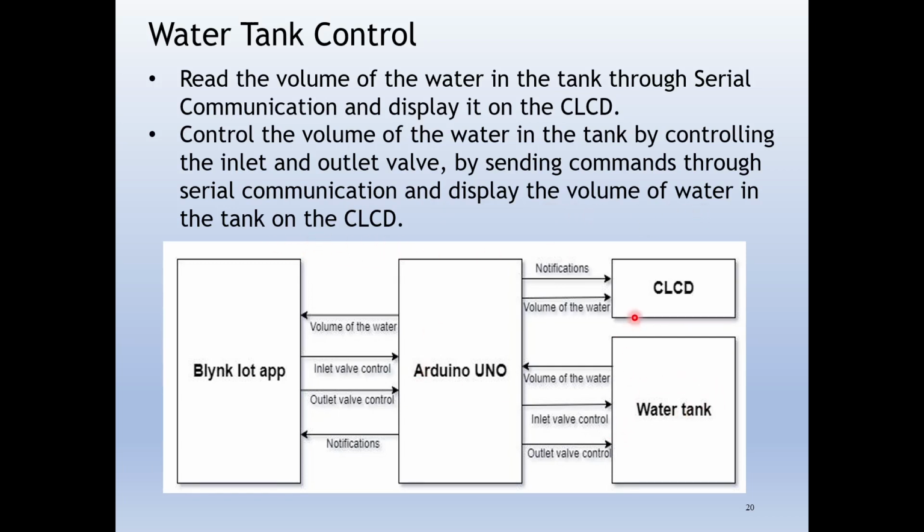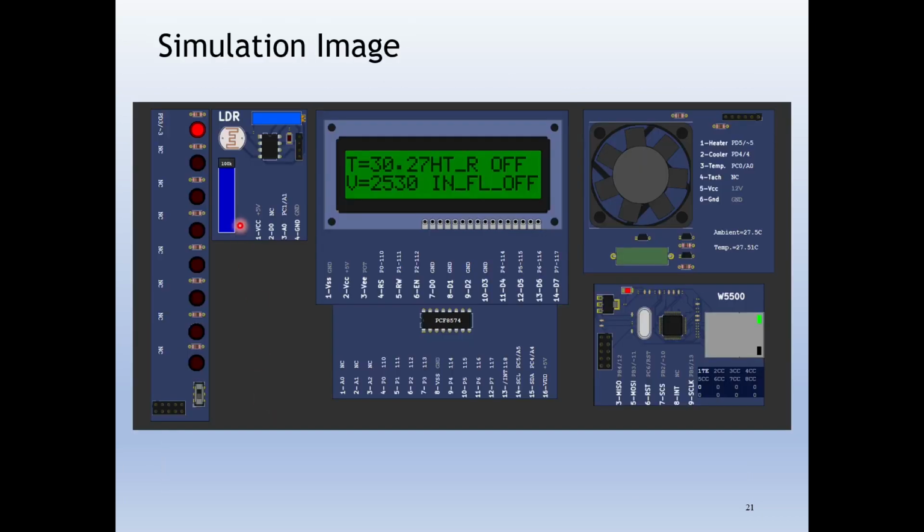Here, the water tank and the CLCD are also connected to the Uno, where the CLCD is used to display the volume of the water and the notification. And we can also control the inlet and outlet valve using the Blynk IoT app, and we can also see the volume of the water and the notification in the Blynk IoT app.